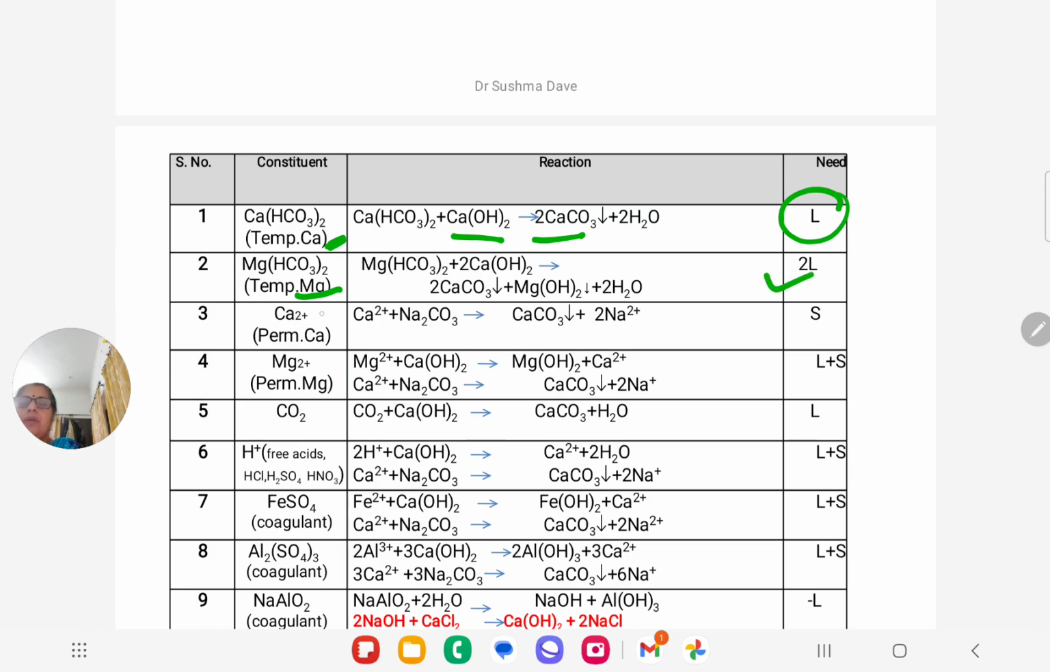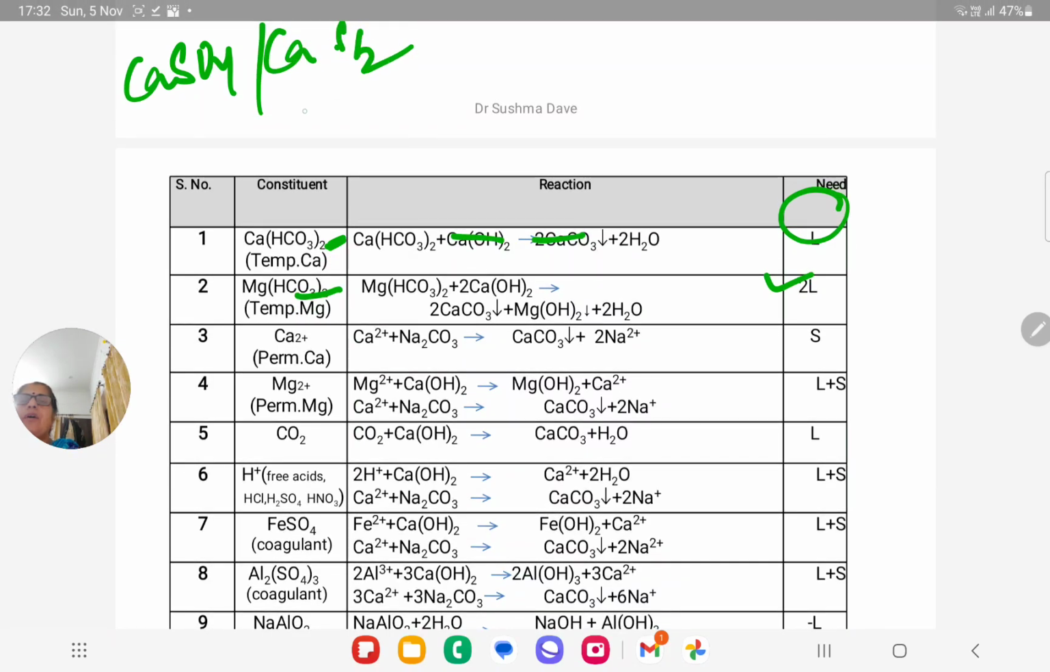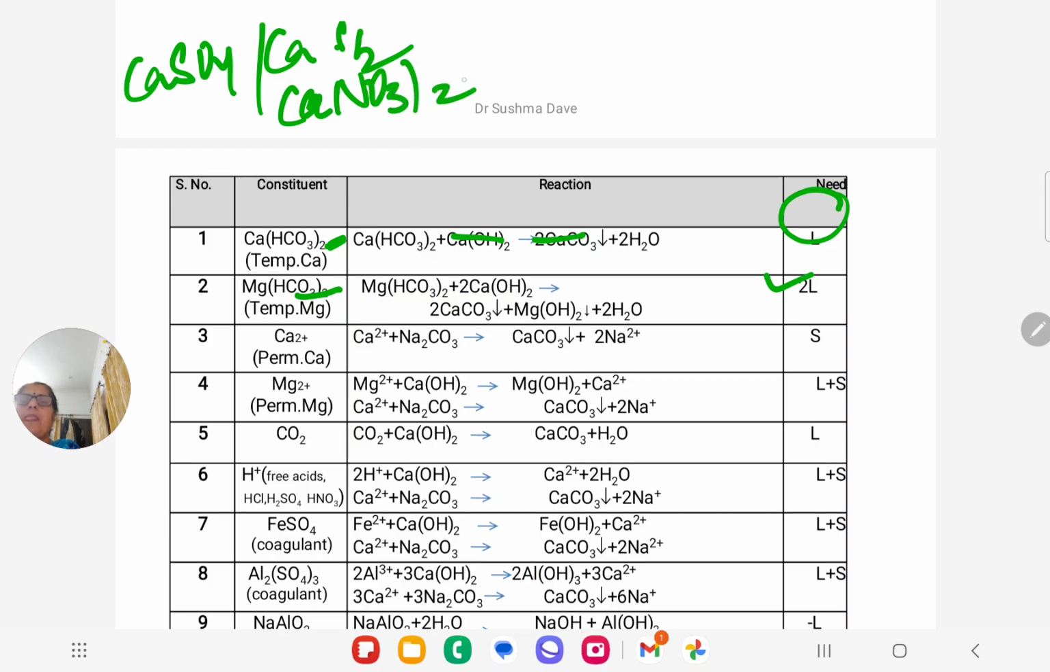Third is permanent calcium source. Permanent calcium, we all know it is calcium sulfate, calcium chloride, or calcium nitrate. All these three come under calcium plus 2. So this reacts with soda to form CaCO3 and the corresponding sodium salt. For example, if it is CaSO4, it will give Na2SO4. If it is CaCl2, it will give NaCl, and it will give NaNO3 if it is calcium nitrate. So this requires 1 mole of soda.